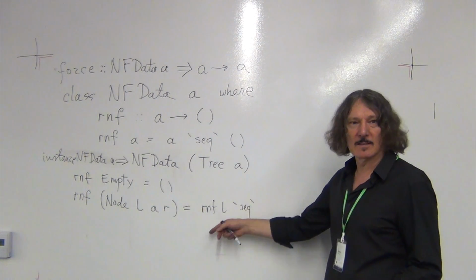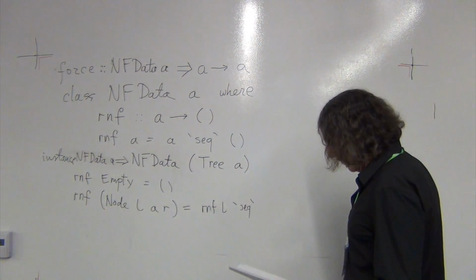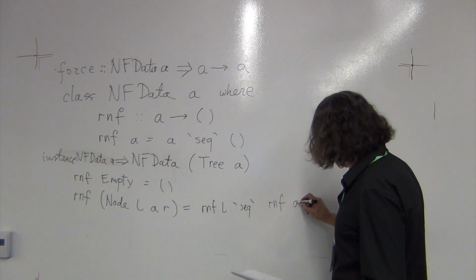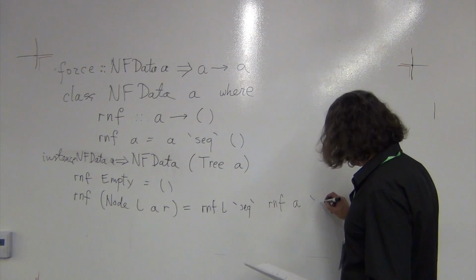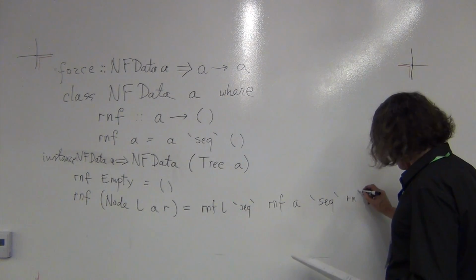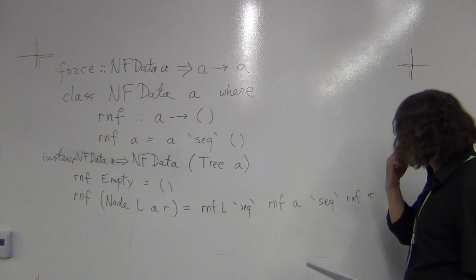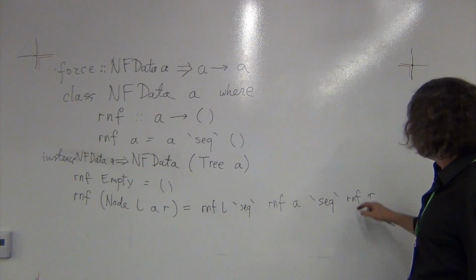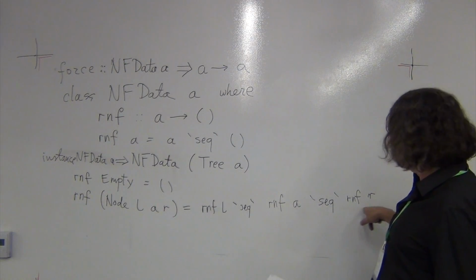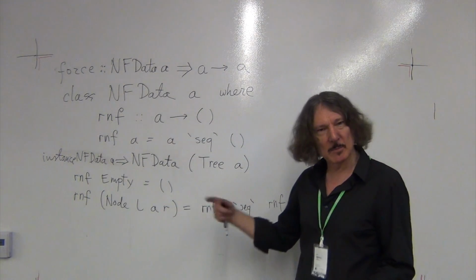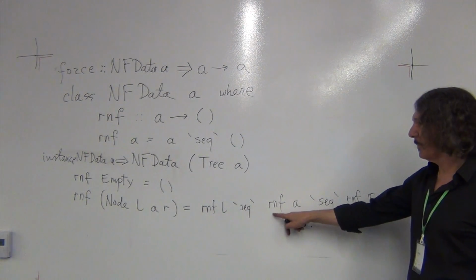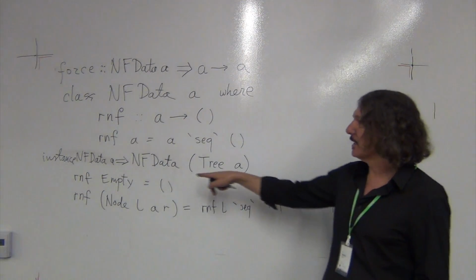Seq takes two arguments. We want one argument to be on the left. So we'll do RNF on A, seq again, and we'll do RNF on right. I mean, we are defining RNF on trees. So this is RNF on tree, and this is RNF on tree, but it's a smaller tree. So the recursion will work nicely. And we can apply RNF to A because we assume that A is NF data.